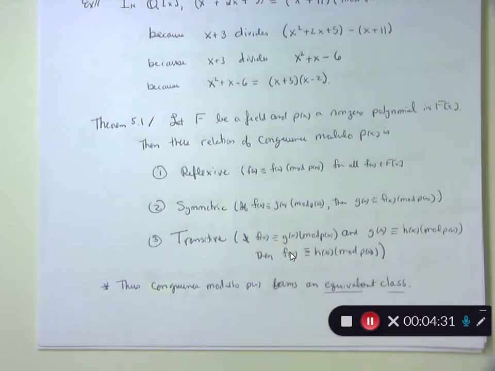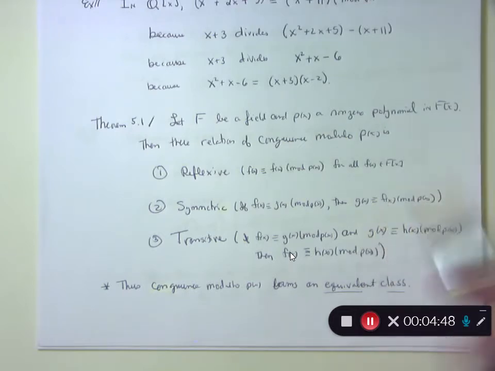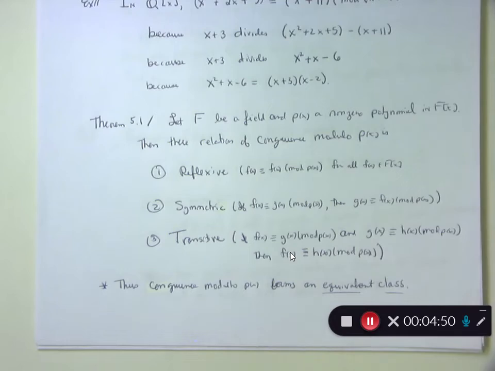Well, if p of x divides f of x minus g of x, p of x is going to divide -1 times (f of x minus g of x). Well, -1 times (f of x minus g of x) is actually g of x minus f of x. So since p of x divides g of x minus f of x, therefore g of x is congruent to f of x mod p. And you're done. Very similar how you walk through it.